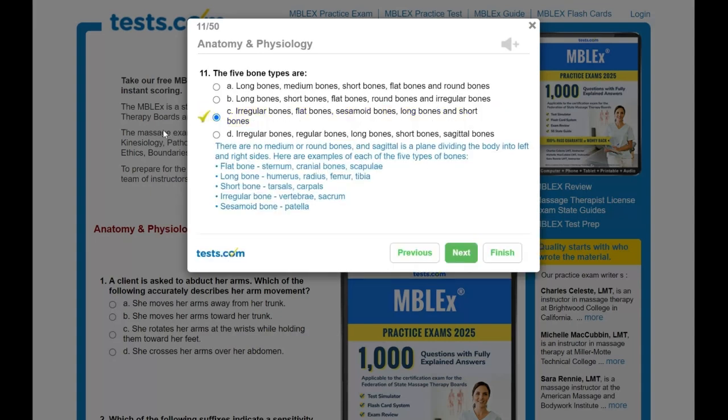C. Irregular bones, flat bones, sesamoid bones, long bones, and short bones. There are no medium or round bones, and sagittal is a plane dividing the body into left and right sides. Here are examples of each of the 5 types of bones. Flat bone: sternum, cranial bones, scapulae. Long bone: humerus, radius, femur, tibia. Short bone: tarsals, carpals. Irregular bone: vertebrae, sacrum. Sesamoid bone: patella.